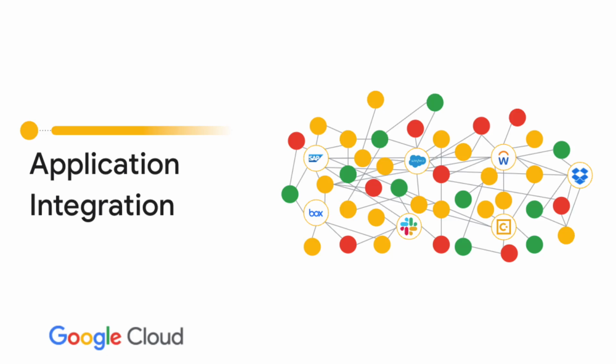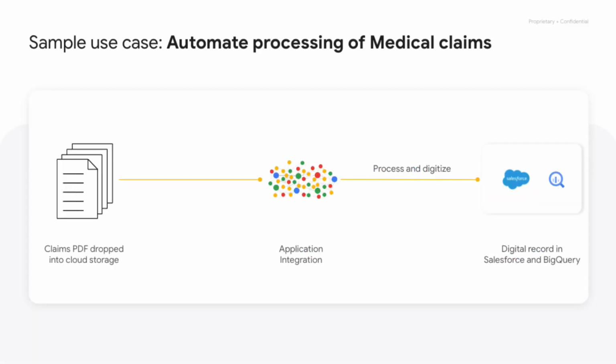We're going to use application integration, Google Cloud's iPaaS service. Here's what the use case looks like. We're going to have a claim file that gets dropped as a PDF into a Google Cloud storage bucket. That's going to notify integration that the new file has arrived. We're going to then go through a series of steps to orchestrate the processing of that PDF file into a digital copy of the data.